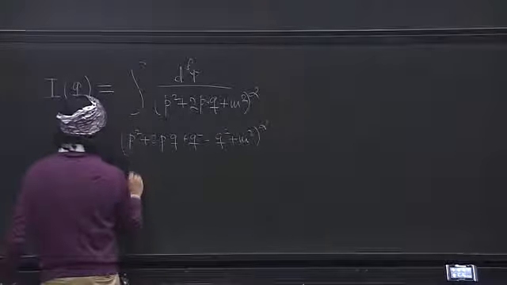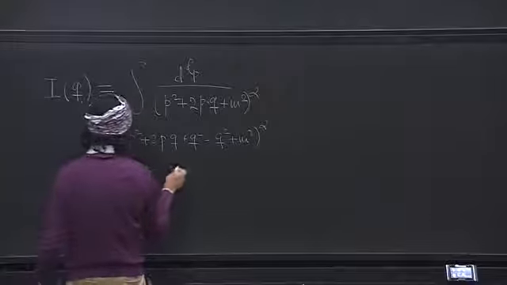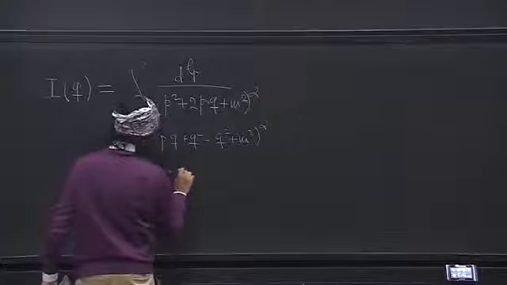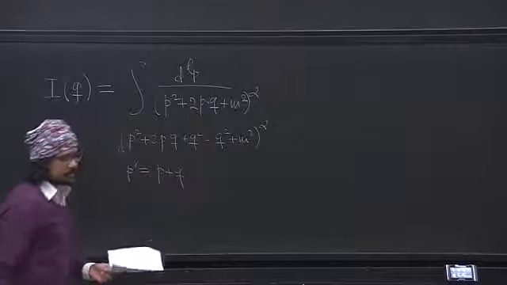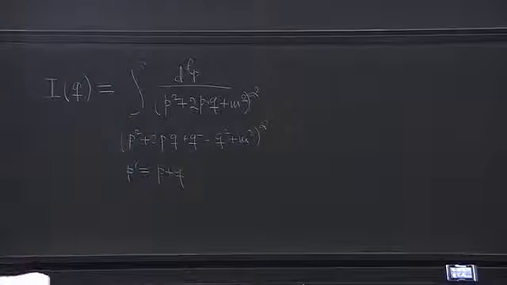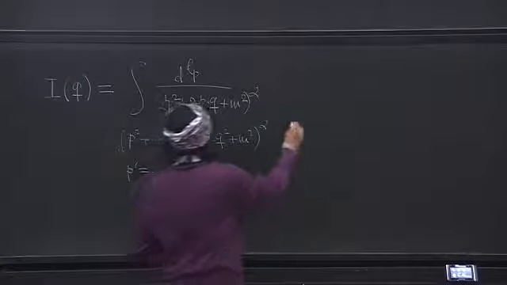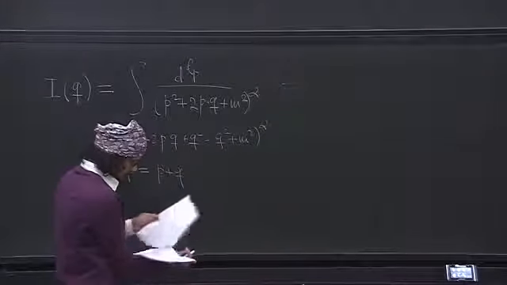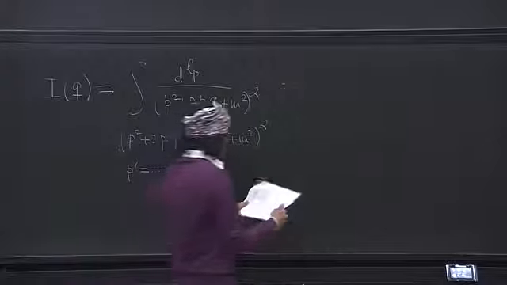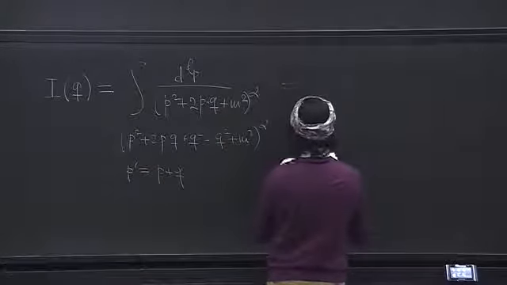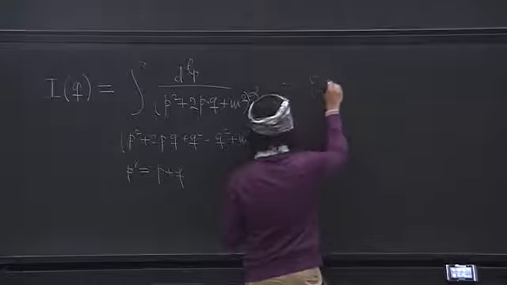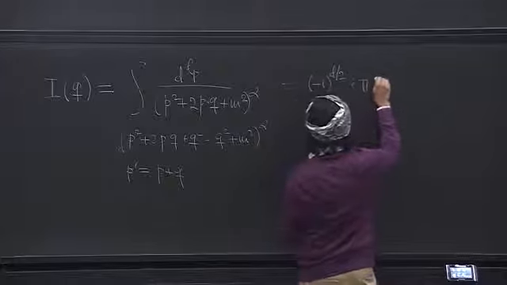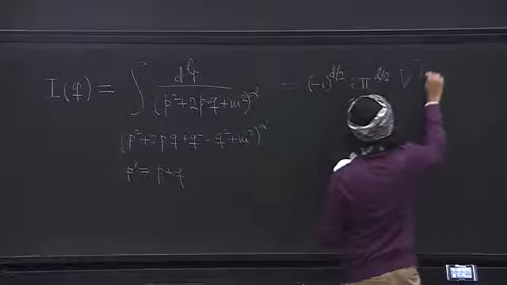Then if you define a new variable p prime, which is p plus q, then this integral becomes independent of the angles. And you can then go and do the integral, and that involves gamma functions. And the final result is of this form.